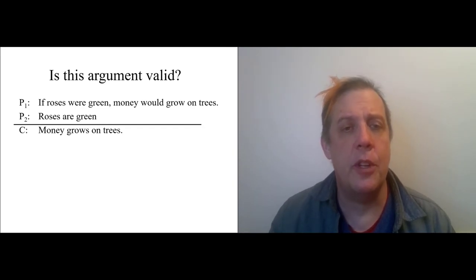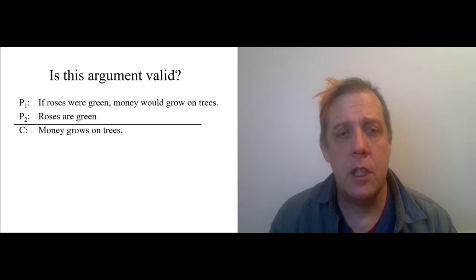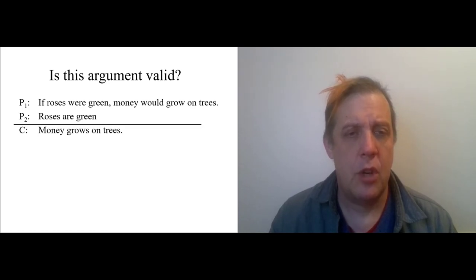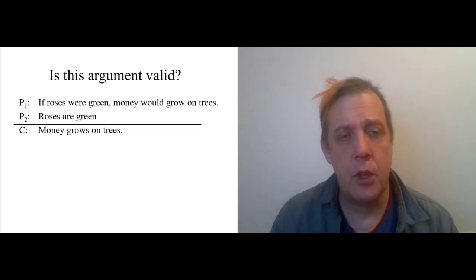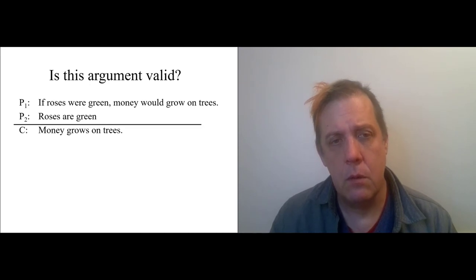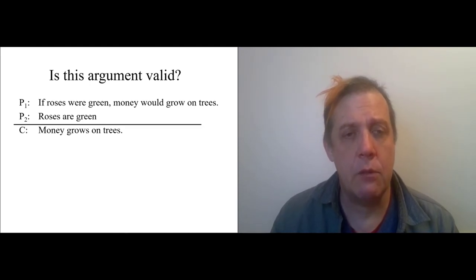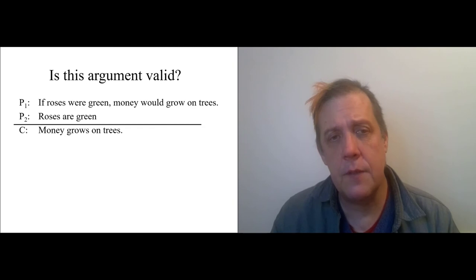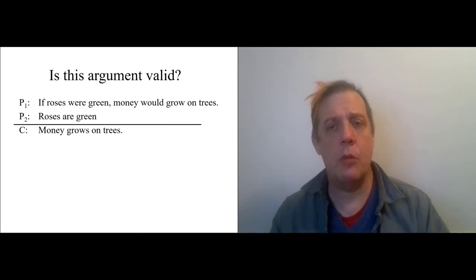Okay. So look at this argument. Do you think it's valid? Premise 1. If roses were green, money would grow on trees. It's an if-then statement. Premise 2. Roses are green. Conclusion, money grows on trees. It's valid. It's the same structure that we saw before.